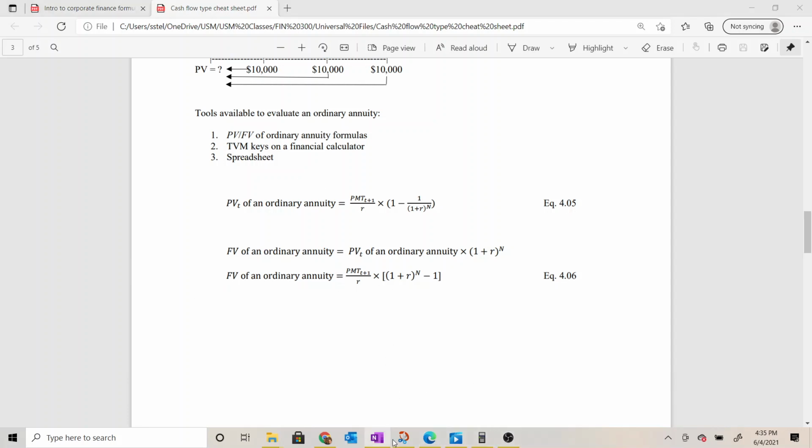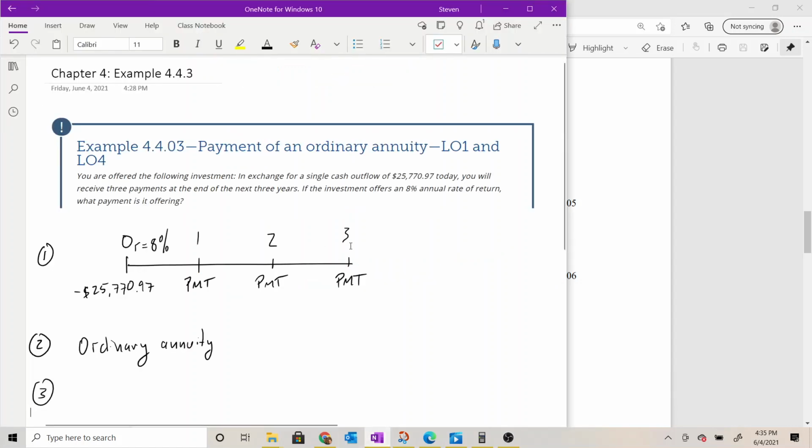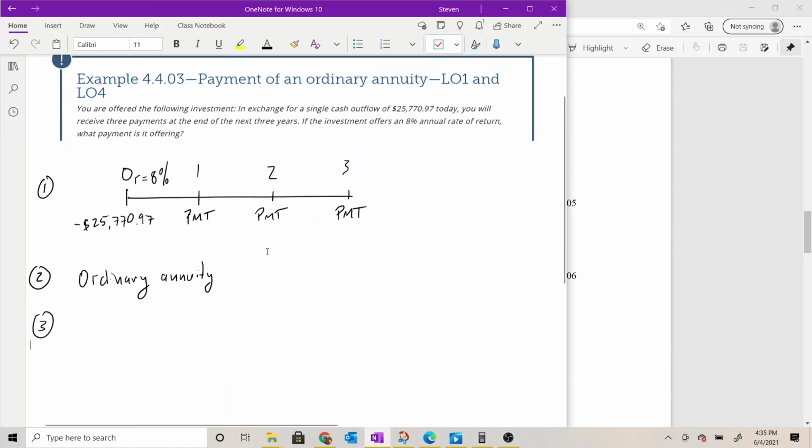So let's look at the problem and see if we can figure out if one of those is going to make our lives easier or not. Okay, so we're solving for the payment. We know we're not looking for either present value or future value, but if we're solving for payment, then we must be given either present value or future value. And in this case, we have the present value of this annuity. We know the single cash flow up front that is going to buy us those three cash inflows. So I want to use the present value of an ordinary annuity formula because I'm given that piece of information.